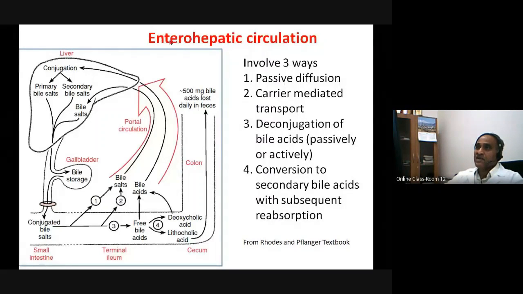You want to remember the enterohepatic circulation. I repeat: the bile acids secreted here are reabsorbed by the mechanisms I mentioned, the carrier mediated transport, the passive diffusion, and the deconjugation. They all enter the portal system, reach the liver, stimulate it, and then come back into the bile duct. This type of recirculation happens, and only a small 10% or less is excreted. This is the enterohepatic circulation.